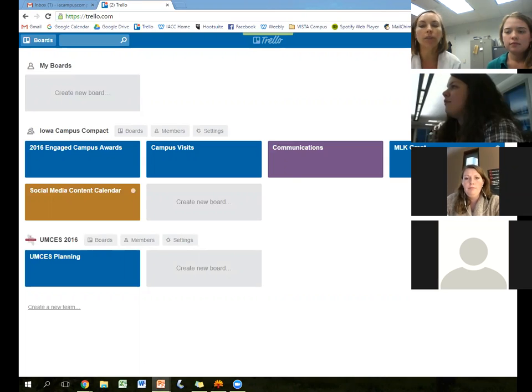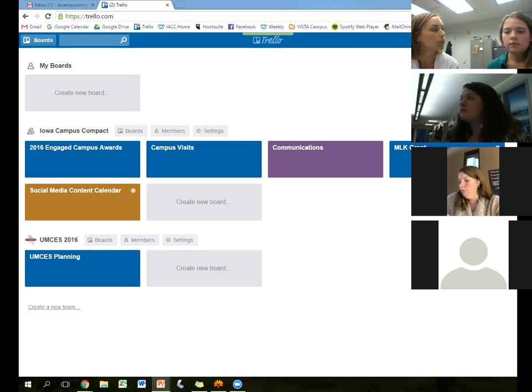So that's a tool you guys can check out. And it allows you to collaborate with other people too. So you can share boards with people so that you can see who's doing what, and keep track of things that way too, which helps. So we use that a lot in the office.